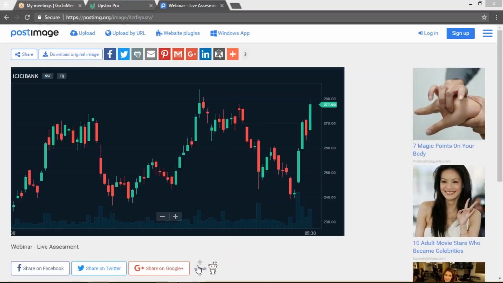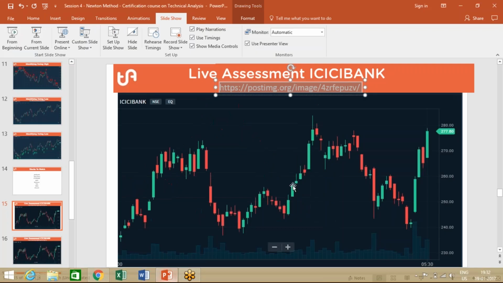Okay, so that's your image here. What you need to do is download this and mark the trade for buy and for sell. So you have to give me an entry for long and an entry for short using the Newton's method. So you can take some time since it's your first exercise for today. So you can take about 3 minutes.